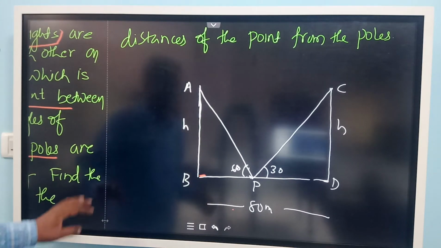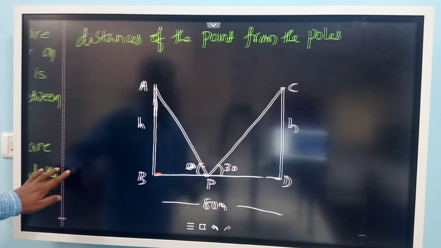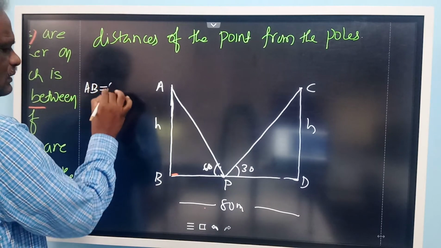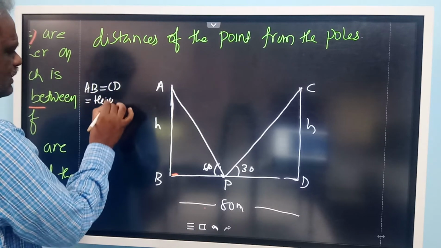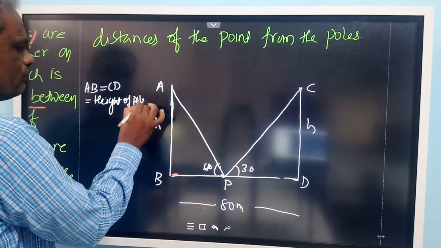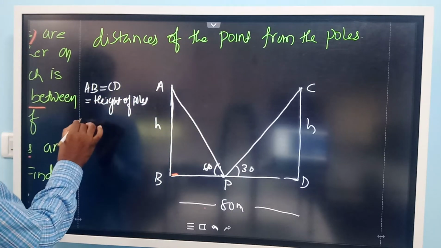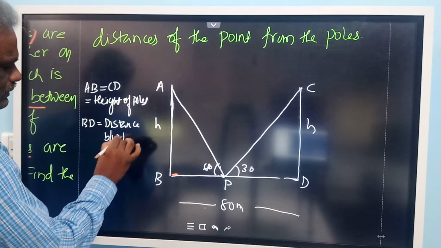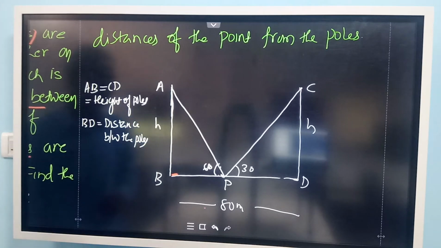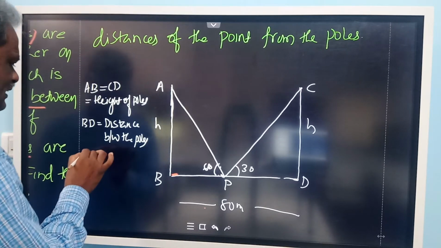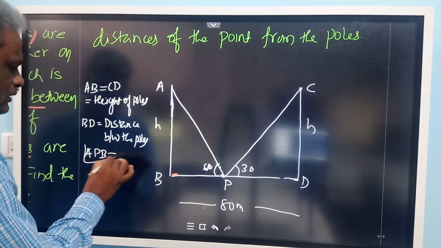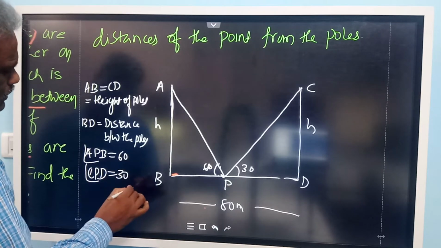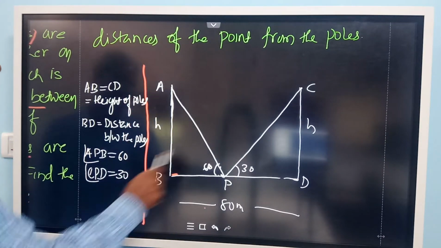So again we have two triangles. Let us write the information related to this one. AB is equal to CD, both are equal to the height of the poles, which we need to calculate. And BD is the distance between the poles. Then the angles of elevation: angle APB is equal to 60 degrees, angle CPD is equal to 30 degrees. So these are the pieces of information related to this diagram.